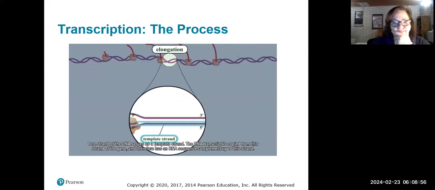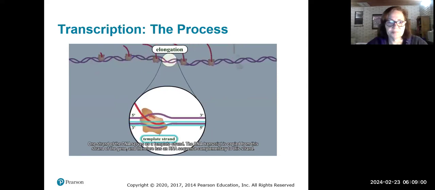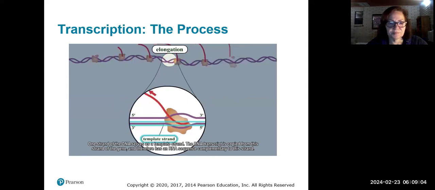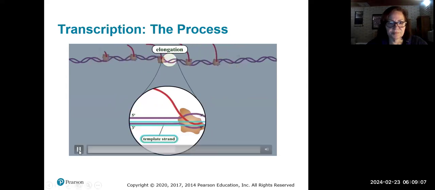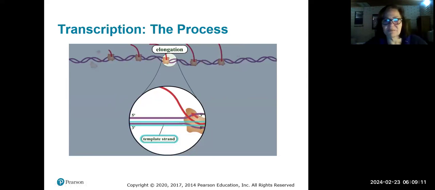One strand of the DNA serves as a template strand. The RNA transcript is copied from this strand of the gene and therefore has an RNA sequence complementary to this strand. Okay, so in case you were like me, as a student, I used to always be just obsessed with this, like, well, which strand is it that gets transcribed? It doesn't matter. Well, let me rephrase that.